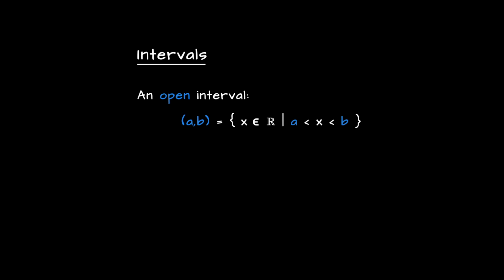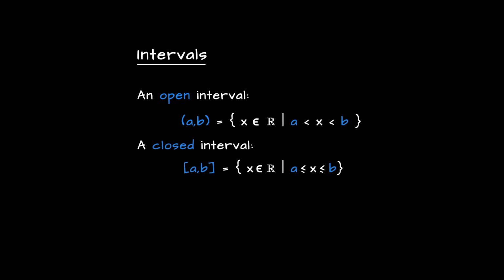A basic example of an interval is a so-called open interval, which is defined using fancy-looking set-theoretic notation here. It's denoted using parentheses, and the open interval from A to B is simply, let's pick this apart, the set of all real numbers x, and this notation means all x that belong to the set of real numbers, denoted by this funny-looking R, such that x is greater than A and less than B.